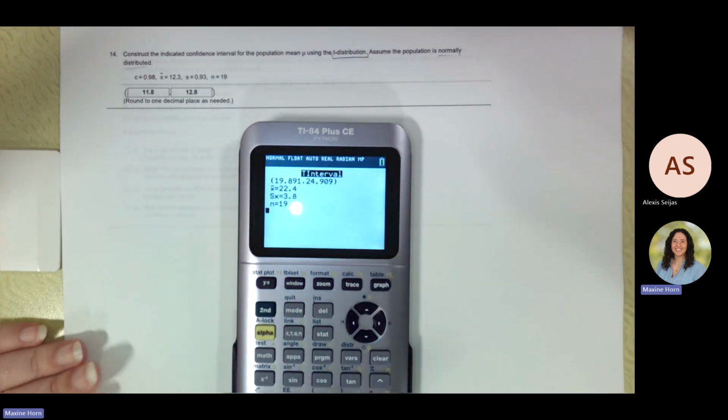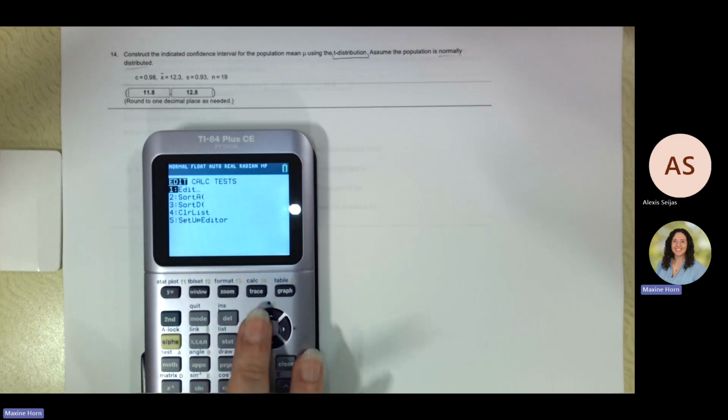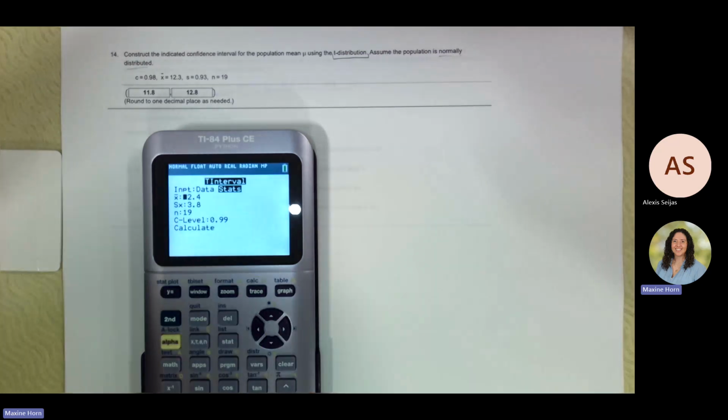So again, we're just going to use the calculator. This is a t distribution, so we're going to use t interval. We're going to go to stat tests number 8, t interval, and plug in what we have. They've provided us the sample mean, the sample standard deviation, the sample size, and the confidence level. We want to be 98% confident. And then we're going to round to 1 decimal. And if you take those numbers and you round them to 1 decimal, you get the number sitting there.